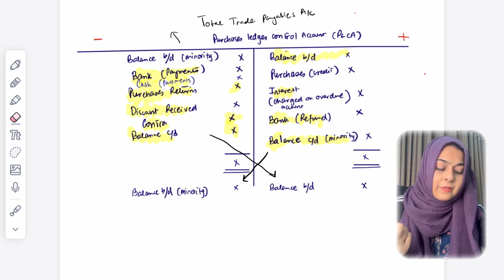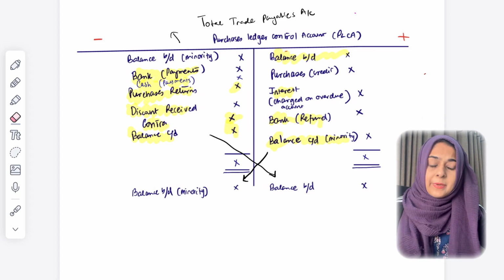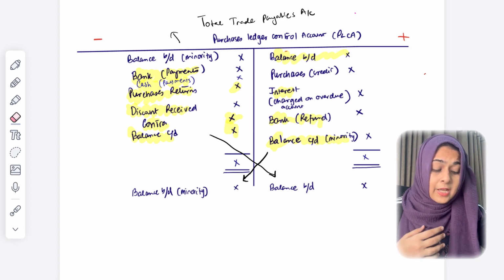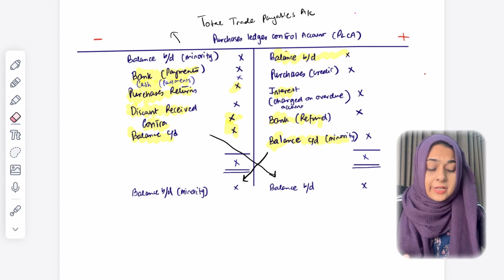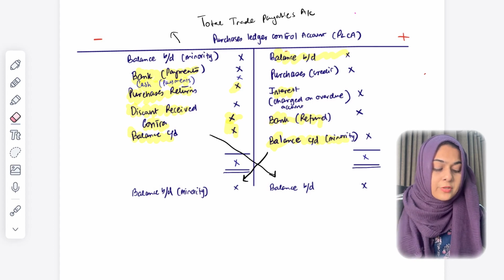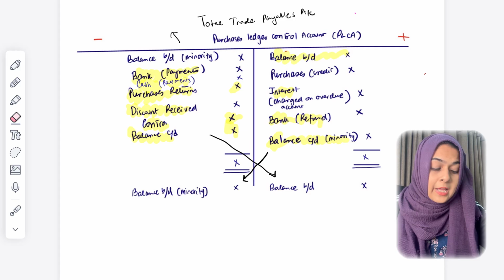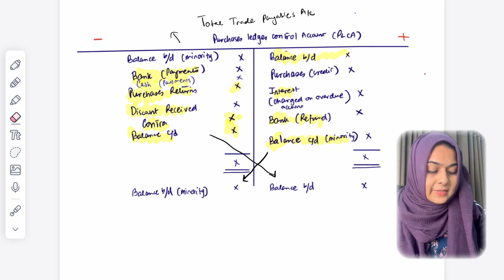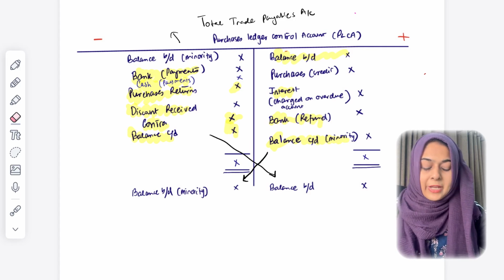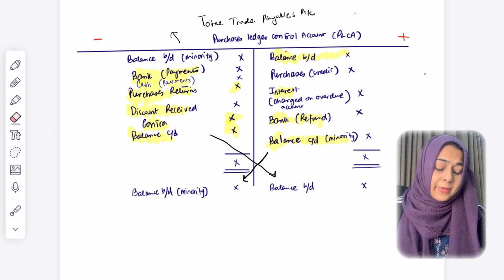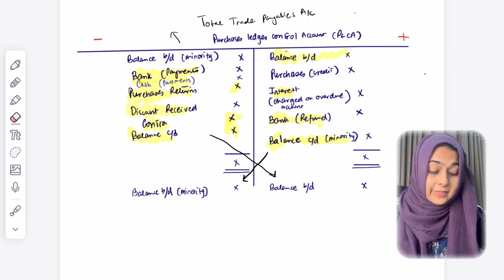And then if we overpaid our account and our suppliers are giving us the money back, they're giving us a refund, or it's a refund against the returns, so you'll do bank debit, so trade payables account will be credited. And then obviously minority balance carried down will come here, because minority balance brought down is on the debit side, minority balance carried down will be on the credit side.